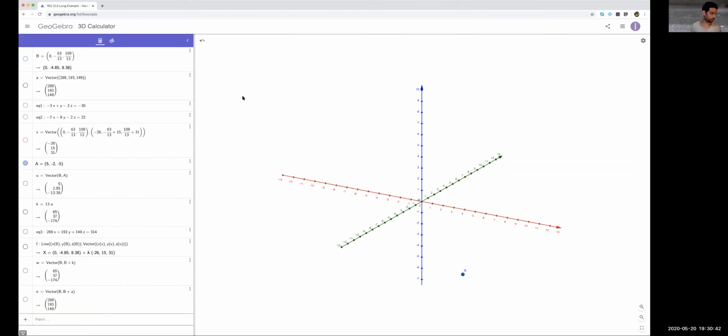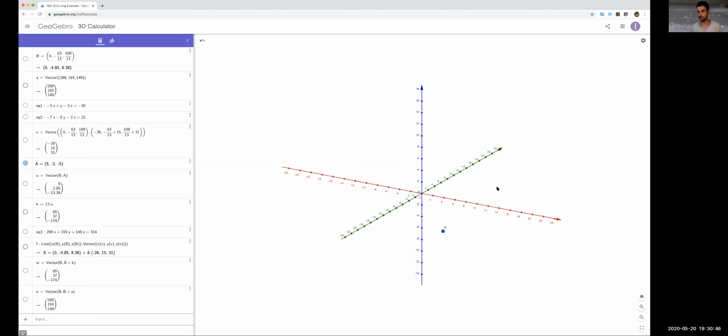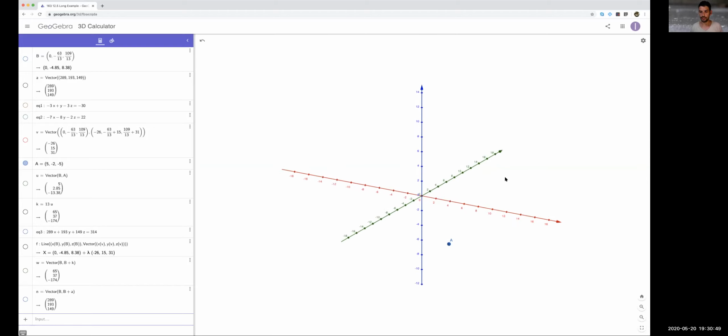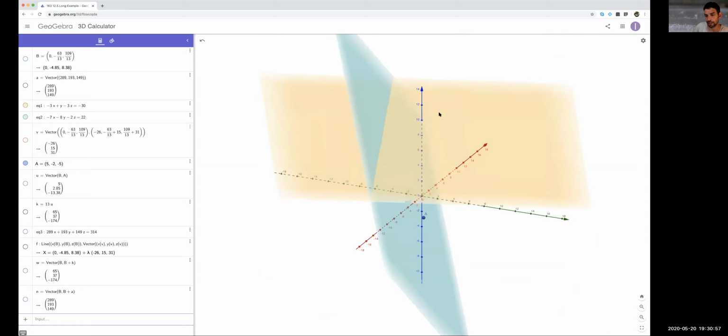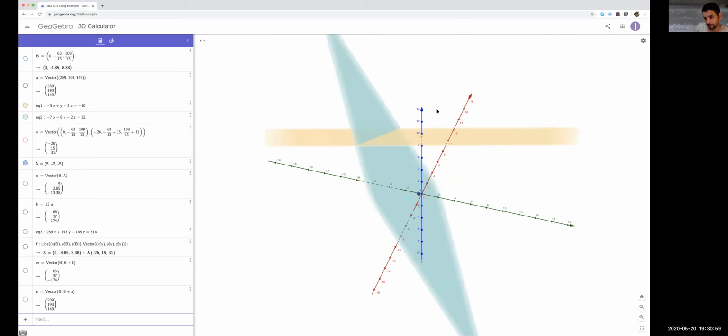Okay, so I think I named everything the same here. Oops, I didn't mean to do that. So what I've got here is point A, the given point that we wanted to contain, and here are our two original planes that were given. See, A is not on those planes.